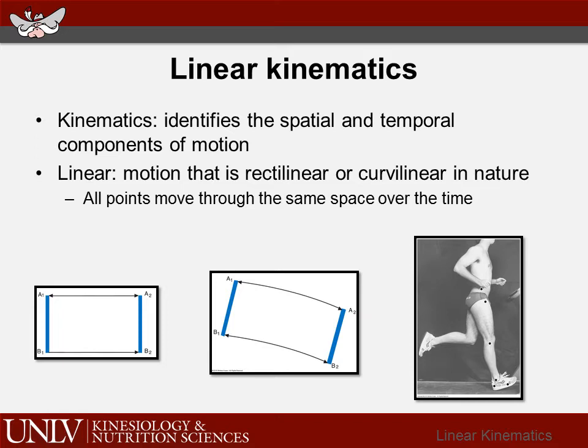The one on the left where it's all straight lines. You have A1 to A2, B1 to B2. That is rectilinear. The other one is curvilinear. Now, it looks like it's an angular motion, but the important concept here is that all points along that A1, B1 move through the same space over the same time, so they all go through that same distance. So that is the concept of linear kinematics.